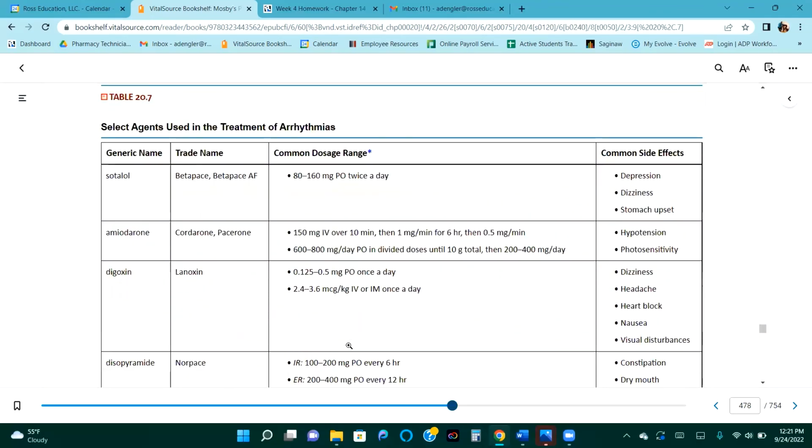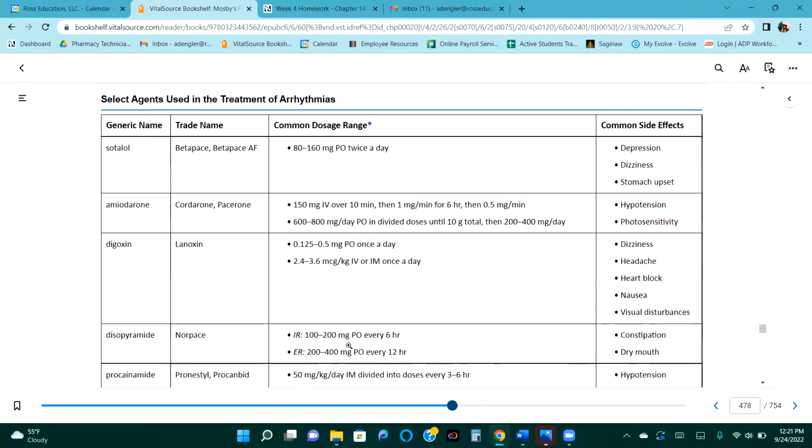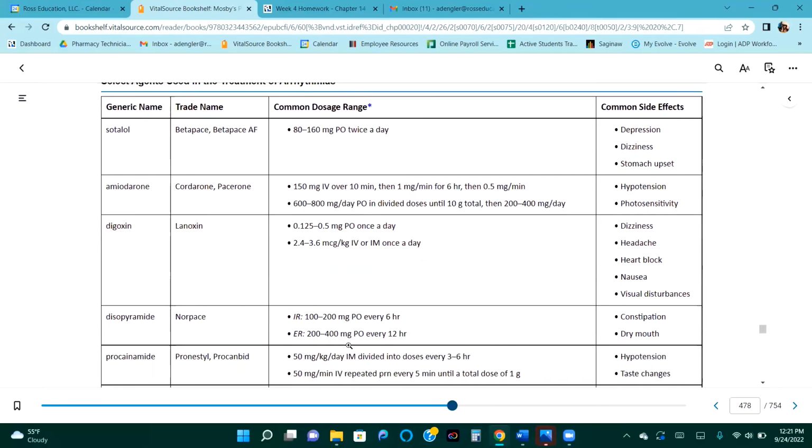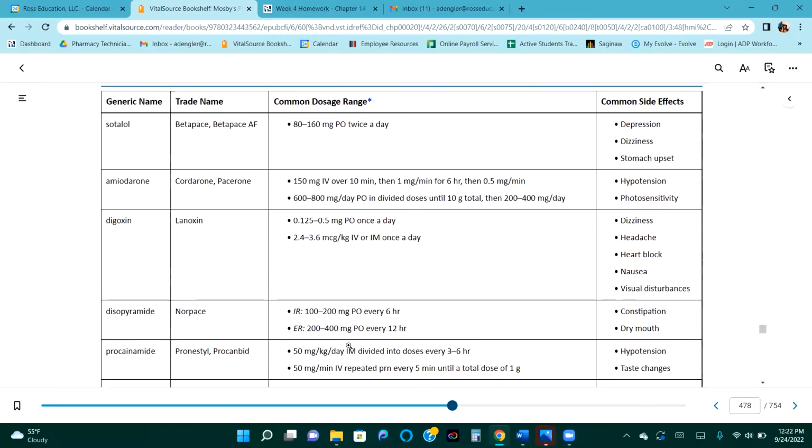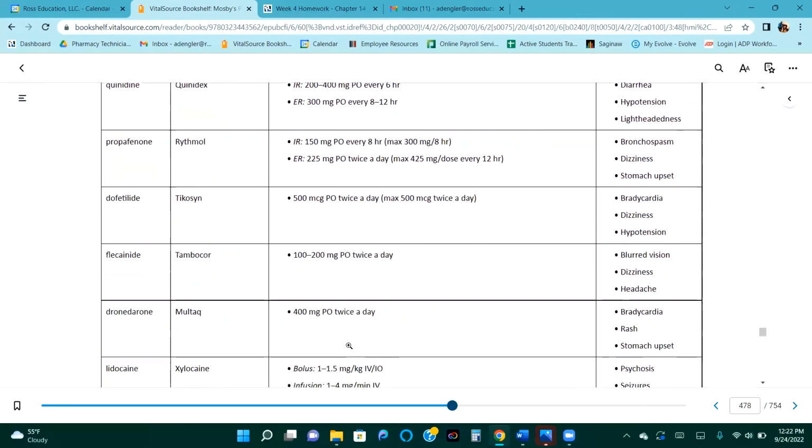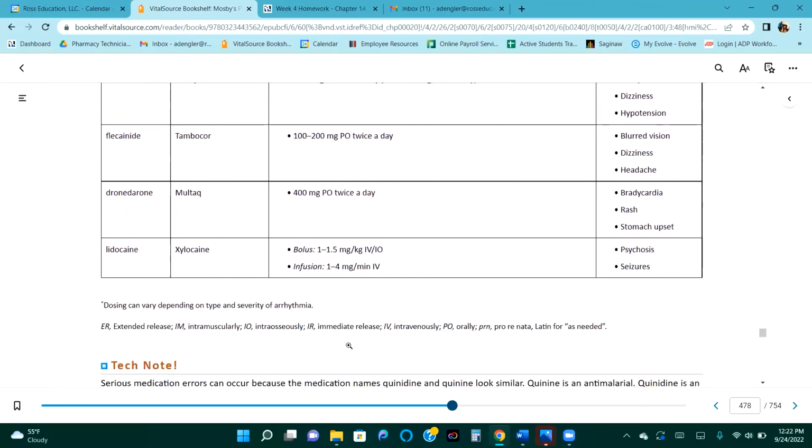Table 20.7 lists select agents used in the treatment of arrhythmias. Betapace, the name kind of goes along with what it's for. Cordarone, Pacerone, Lanoxin, Norpace, Rythmol, another one that kind of goes with it.